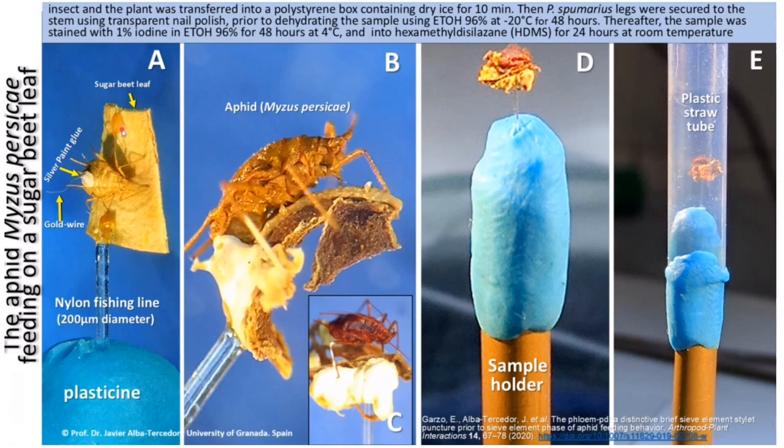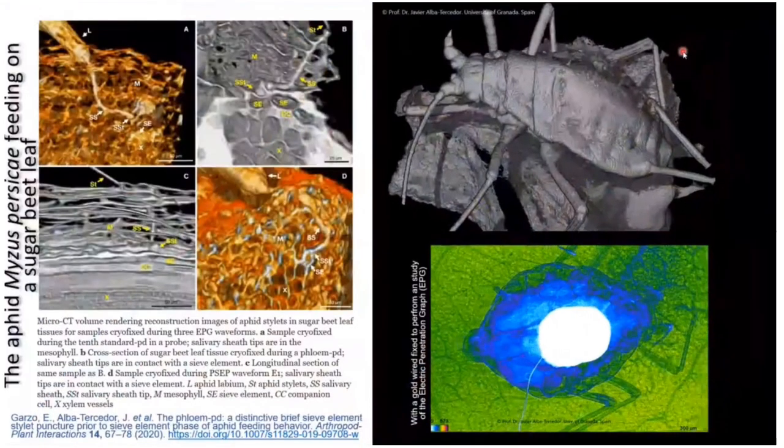So we needed to freeze the animal while it was sucking. There are different ways here. We described one with dry ice. We have also been using liquid nitrogen. So here we have prepared the sample on the tip of a nylon fishing line, unmounted, like I showed before. And look at what we could get.